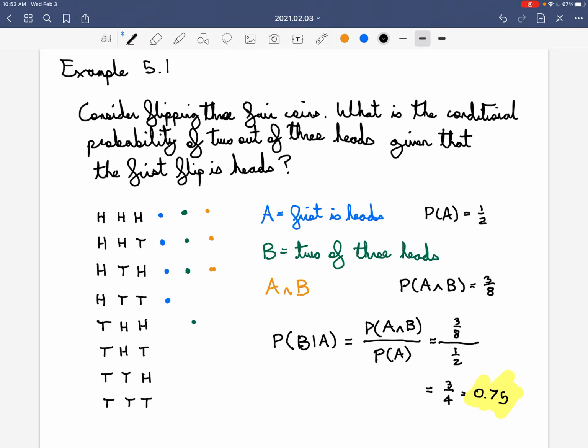And so you can think of this in terms of just restricting the sample space to the 4 outcomes that start with H, and looking at, oh, I have a sample space with 4 outcomes, and I have 3 of those which are 2 heads, so I have 3/4 is the conditional probability.